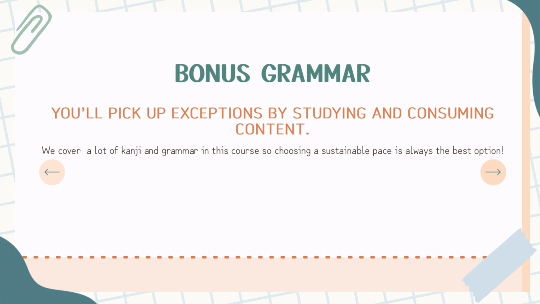We cover a lot of kanji and grammar in this course, so choose a sustainable pace. Basically, just be sustainable at the pace you can go at. There's a lot of little rules and things like that. I recommend just using it as you see it. Like, use these words as you see it. If what you're seeing all the time is 日本語の本, then say 日本語の本. If you're seeing 日本語の学生, then say 日本語の学生. If you're never seeing 日本の人, then do not use 日本の人. Okay?